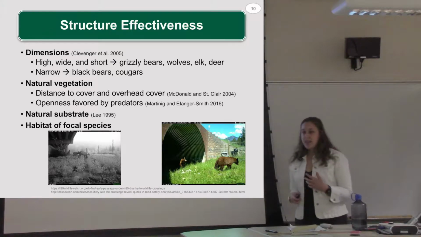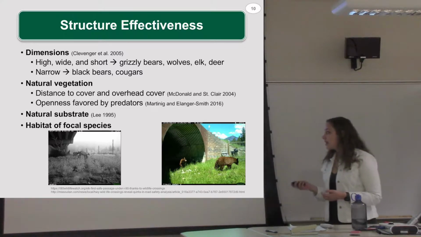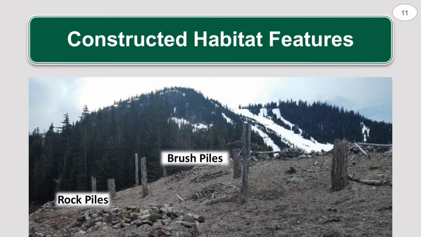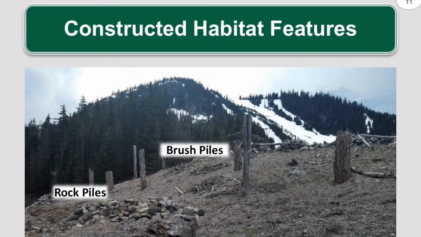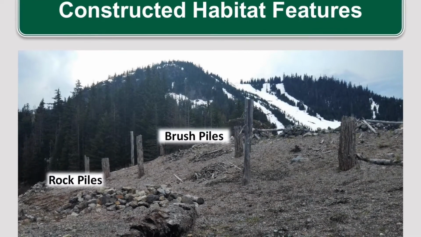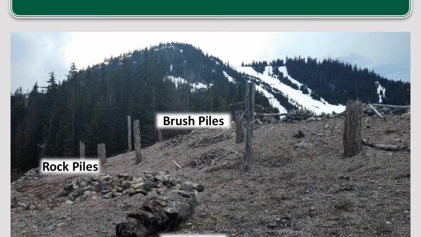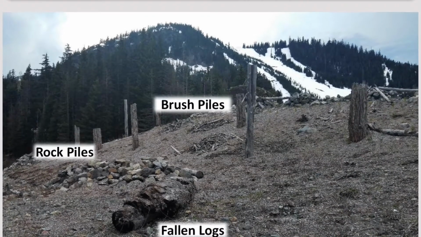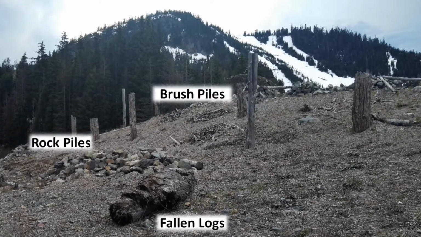And then lastly, addressing the natural history and what habitat features the species that you want your crossing structure to be used by need. So once again, this is my site. This is one of the restoration sites. You can see that the restoration site and the crossing structure have many of those features that I just talked about. So presence of a natural substrate, vegetation, and habitat features such as rock piles, fallen logs, brush piles, and snags were all constructed by Washington DOT to increase the effectiveness of these crossing structures.